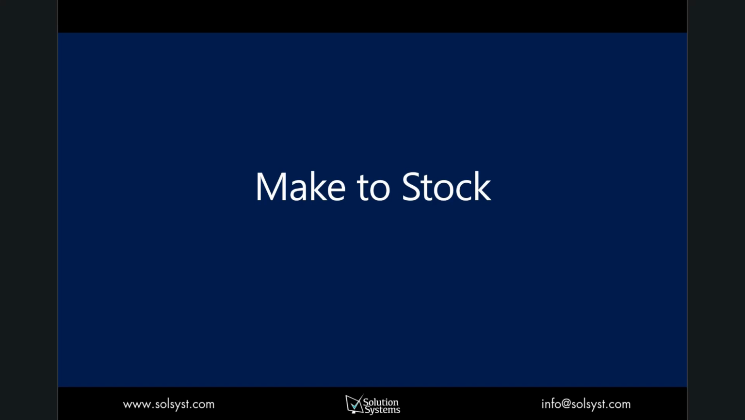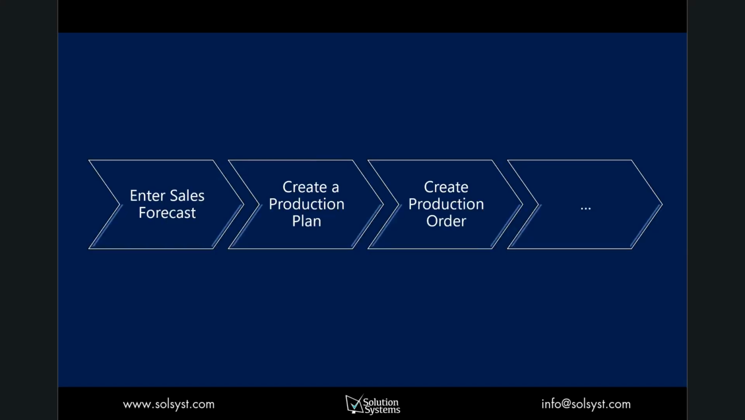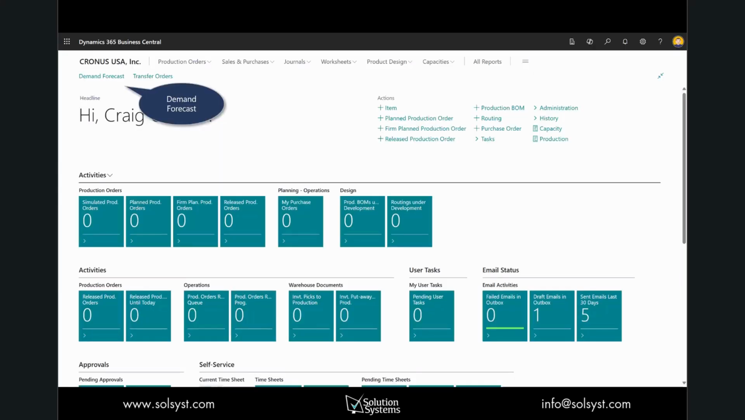The process of make to stock and make to order are very similar. The major difference is that in make to stock production, orders are the result of production planning, which in turn is based on sales forecasts, whereas in make to order, production orders are linked to one or more sales orders. In this scenario, I will show you how to enter a sales forecast. We'll create a production plan and then create the production order. Let's begin by creating the forecast.